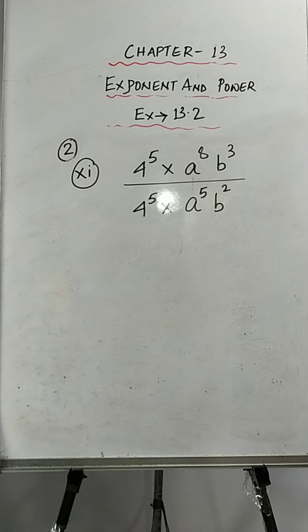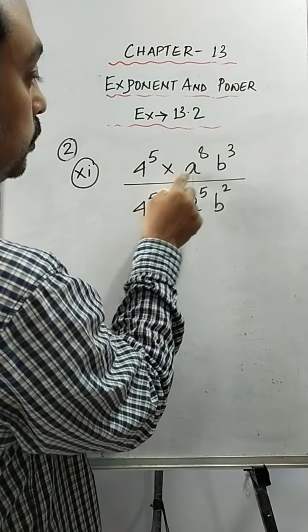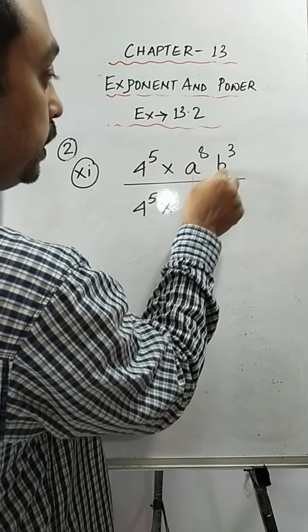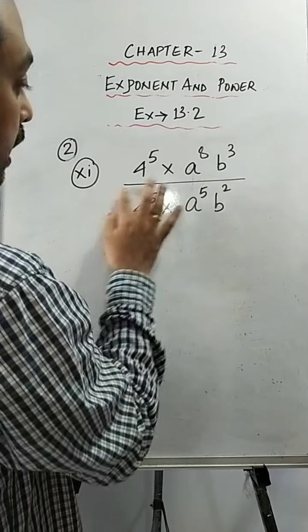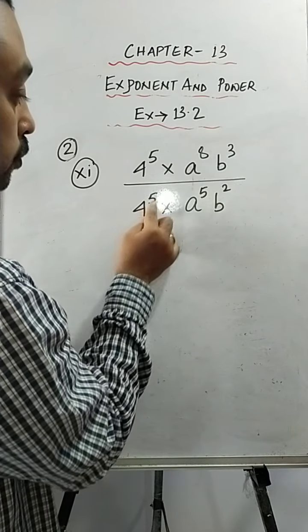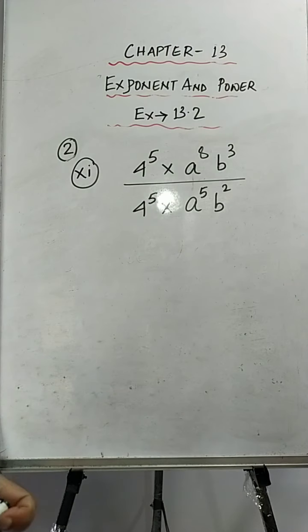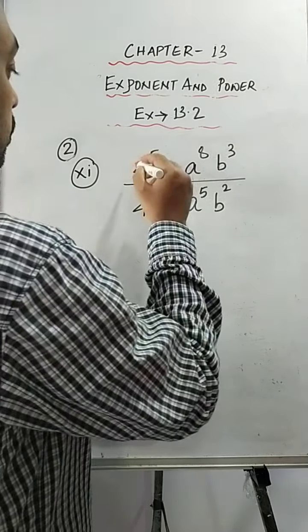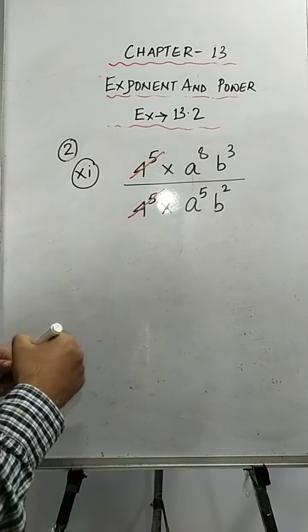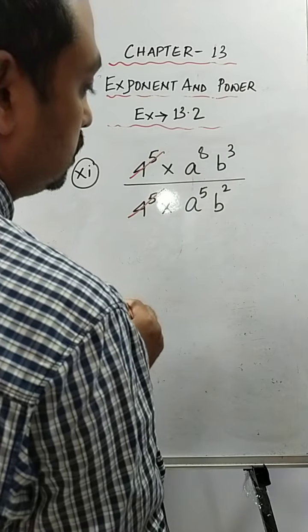Now question number 11: in the numerator we have 4 to the power 5 into a to the power 8 into b to the power 3. If no sign is in between, that means the into sign is there. Okay. In the denominator we have again 4 to the power 5. So 4 to the power 5 and 4 to the power 5 are absolutely the same. When you see the same values, you can cancel them like this. Okay, and a to the power 5 into b to the power 2.